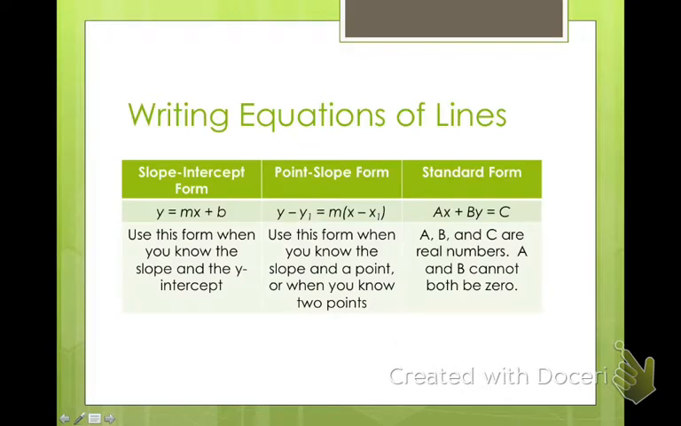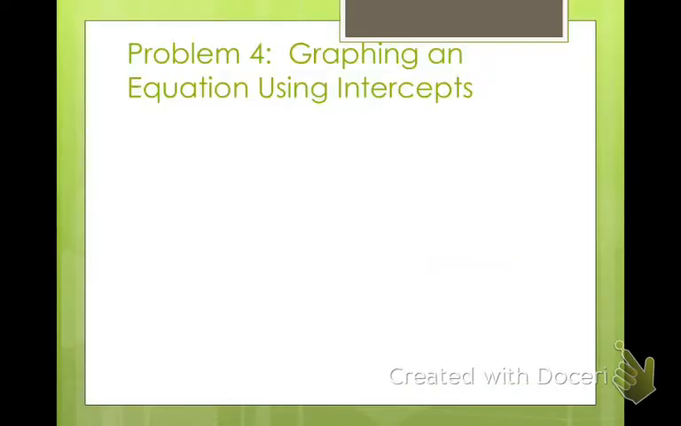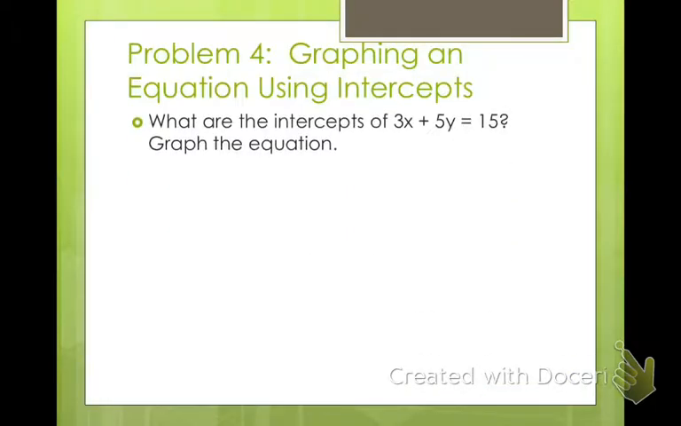Alright, so here's just a little blurb. Slope-intercept form is used when you have the slope and you know the intercept. Point-slope form is used when you have 2 points or a point and a slope. And then standard form you can use and substitute in 0 for x and 0 for y to get your x and y intercepts, and that can be easier for graphing, which is what we're going to do now.